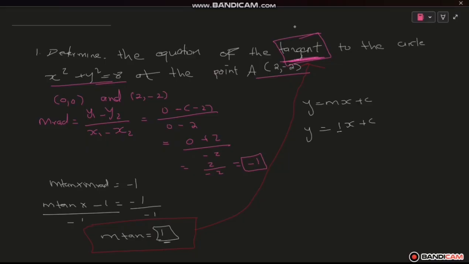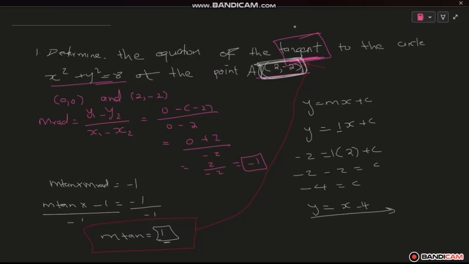For us to find the value of c here, what we must use is that point of contact, point A. Then we substitute it on what we have: -2 equals 1 times 2 plus c, in order for us to solve for c. Then c equals -2, because 2 times 1, when we transpose it, will be -2. Therefore, c equals -4. We take this c and substitute it back, so we have y equals x minus 4. This is the equation of the tangent.